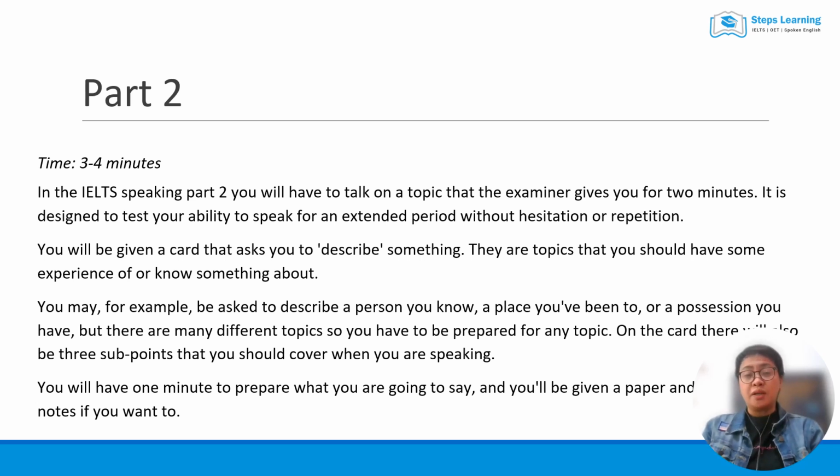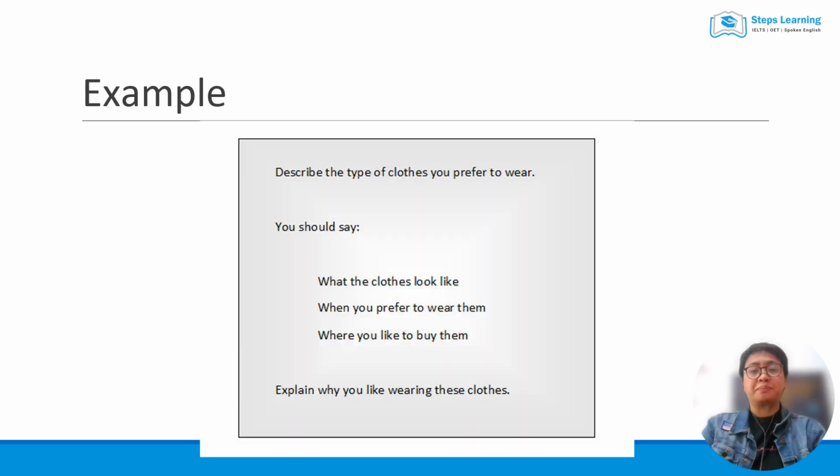You will be given a card that asks you to describe something. They are topics that you should have some experience of or know something about. You may, for example, be asked to describe a person you know, a place you've been to, or a possession you have, but there are many different topics, so you have to be prepared for any topic. On the card, there'll be three sub-points that you should cover when you are speaking. And you have 1 minute to prepare what you're going to say, and you'll be given a paper and pen if you want to take notes.